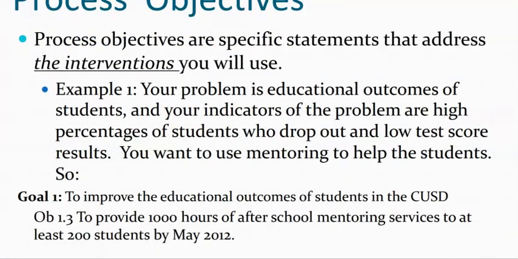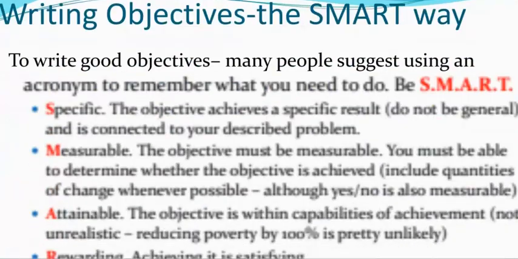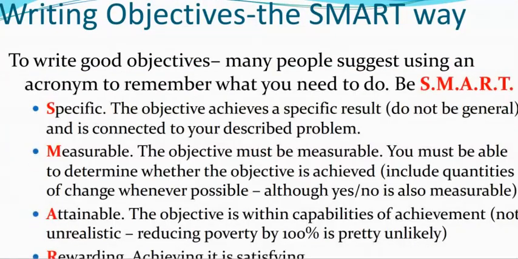Process objectives, again, are statements that address the interventions you will use. So, again, the goal in this one is to improve the educational outcomes of students in the CUSD. The goal is the same. Objective 1.3, to provide 1,000 hours of after-school mentoring services to at least 200 students by May 2012. Oh, we went too far.